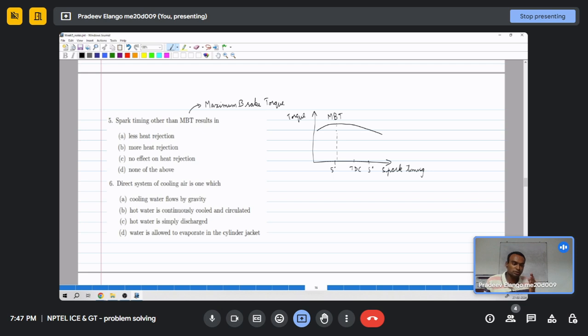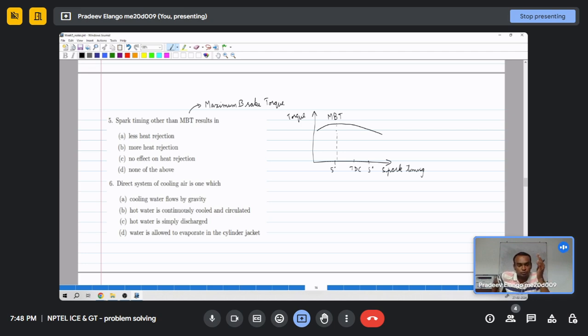But if you advance or retard, like if you keep on advancing more, the pressure will start rising even before TDC. So while you are compressing, while the piston is moved up by the flywheel inertia, you are putting fuel and burning while it is moving up itself. That means because of the combustion pressure, you have to put more work for compressing. So that is not advantageous, and because of which the overall torque output will be lesser.